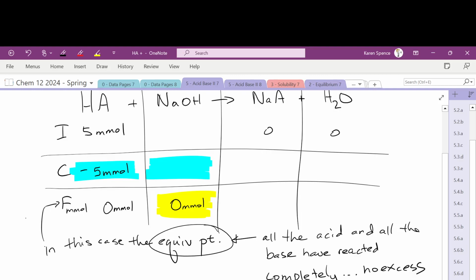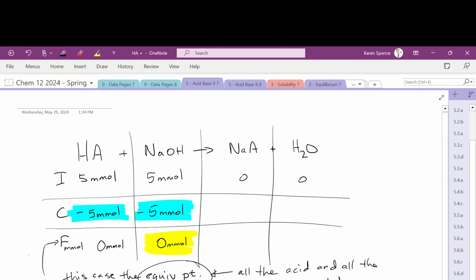We used up 5 millimoles of HA. How much NaOH do we use up? 5 millimoles. Okay. Because they react 1 to 1, right? So true. And so how much NaOH must we have had to start with? 5 millimoles. Yes. Now remember, we said we had 5 millimoles of our weak acid.